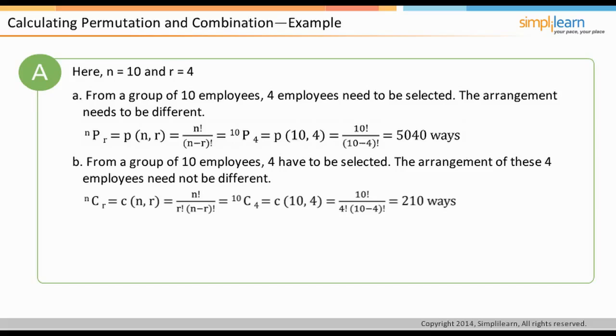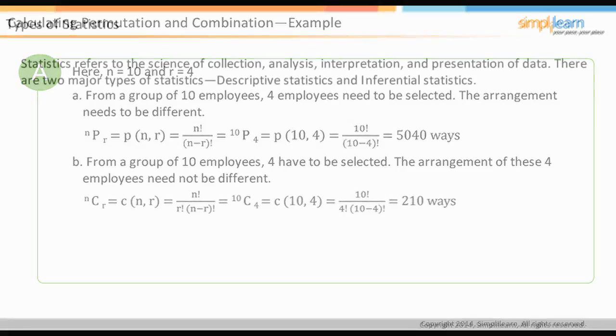10C4 equals C of 10 and 4 equals 10 factorial divided by 4 factorial multiplied by 10 minus 4 factorial, which equals 210. Therefore, the 4 employees can be selected from a group of 10 employees in 210 different ways.